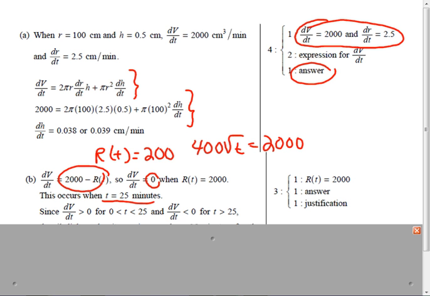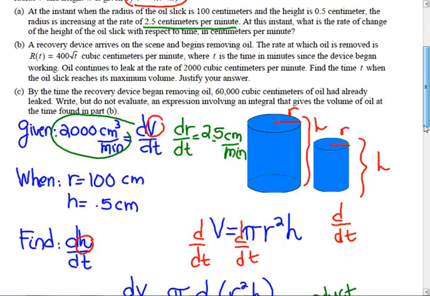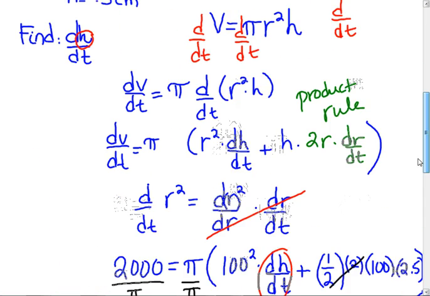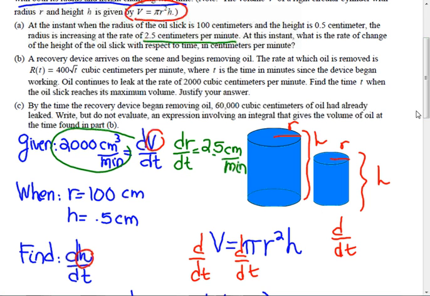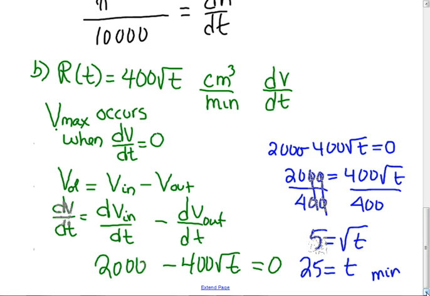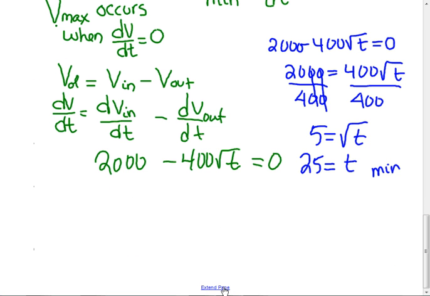No, we haven't answered that question. So let's see what the question is. Oh, first off, we have to justify it's a maximum. We haven't done that yet, have we? That's what I haven't done. It says, find the time when the oil slick reaches its maximum volume, justify your answer. You are pressed for time, okay? You have to justify that that's a maximum. How do you do that?